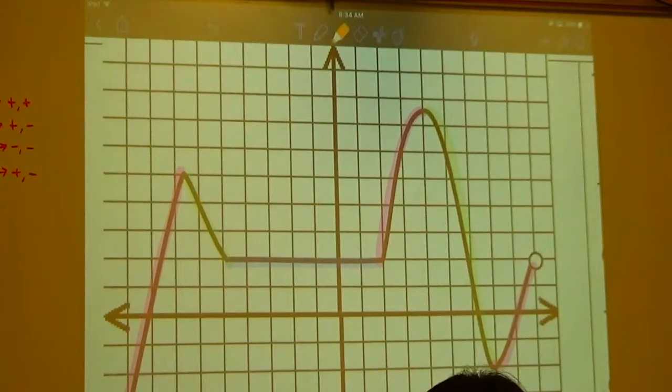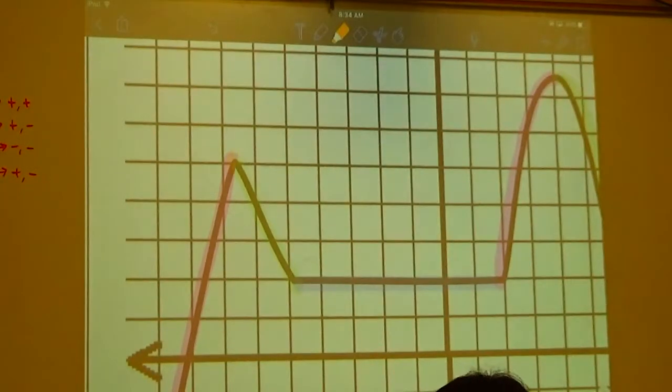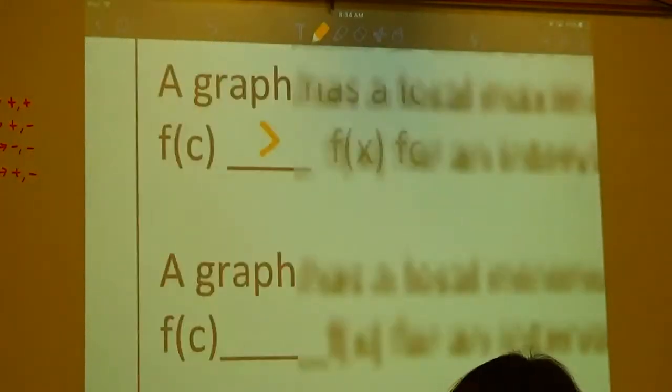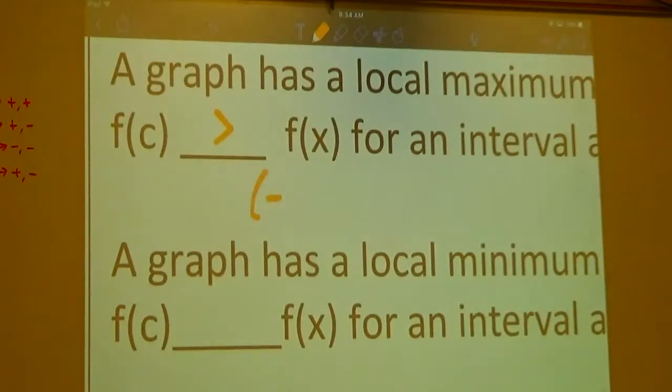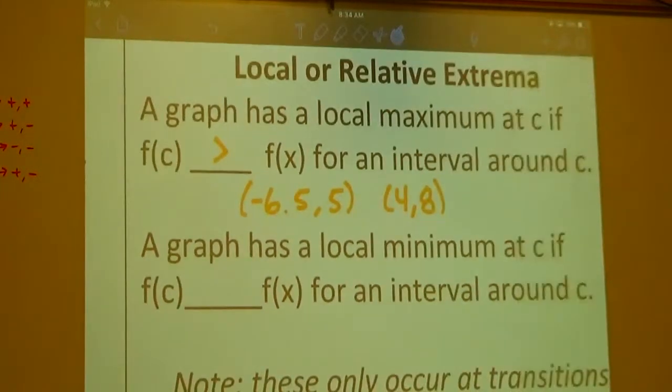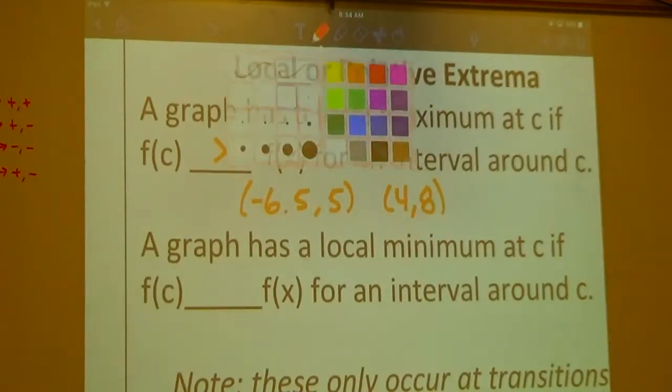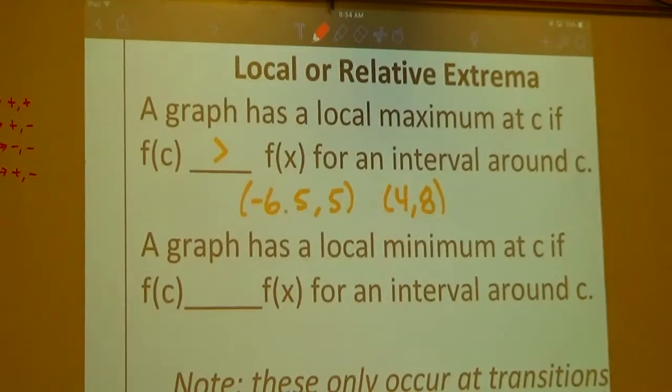All right, so we would say this point here. I'll just do this. Point here, and this point here. So that would be the point -6.55 and 4.8. Those are our local maximum. Local minimum, same thing, except now around that interval.